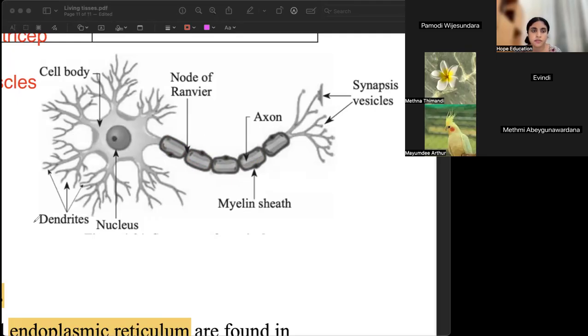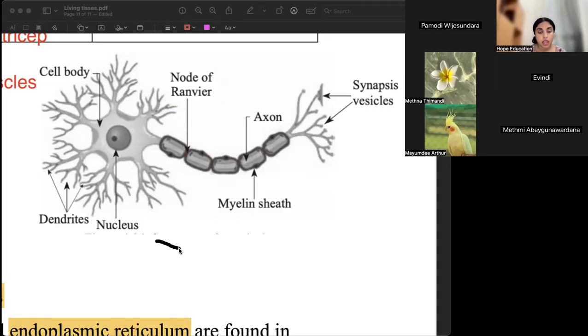Once again, these break places we call nodes of Ranvier. This thing is called the axon. The sheath around the axon is called the myelin sheath. Myelin sheath is not continuous. The interrupted places, like here, here, here, and here, we call them nodes of Ranvier. I will tell you why this myelin sheath and node of Ranvier are important.